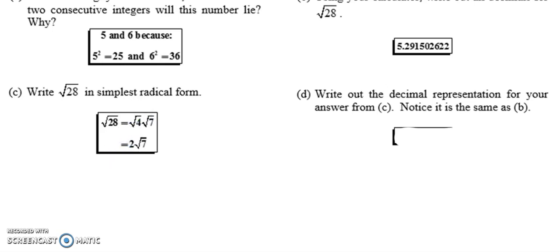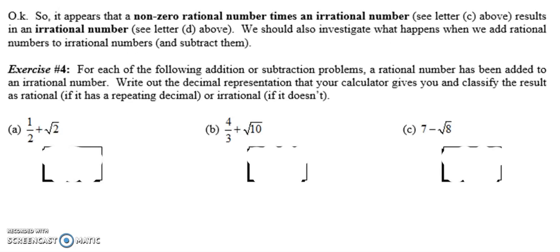Now we want you to write out the decimal form of this. So put this, 2 radical 7, in your calculator. So make sure you can write that correctly. Hit enter and see what you get. And hopefully it was the exact same thing, because the square root of 28 is the exact same as this. So I just wanted to show you that this number has the same value as this number, just written in different forms. All right, we'll keep going here.